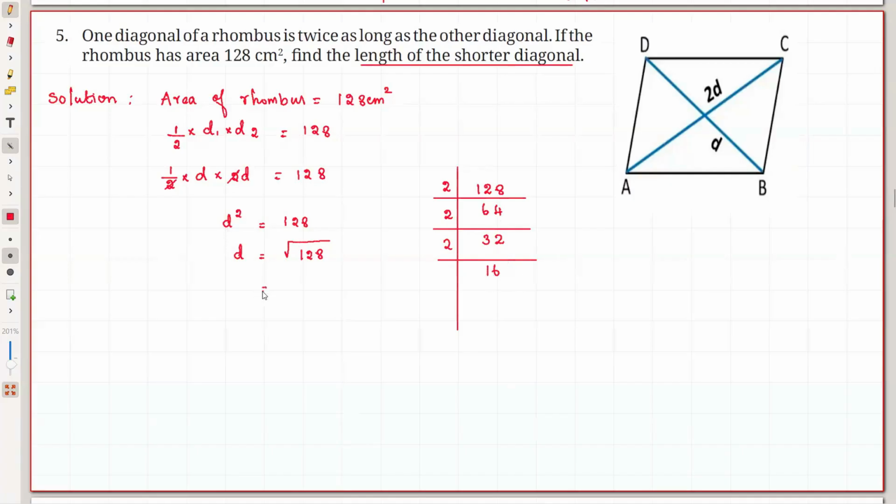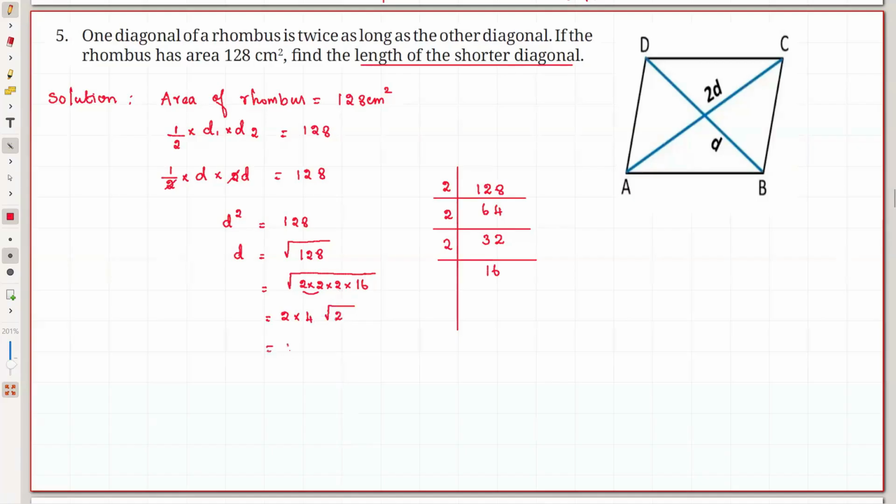So I can just write this 128 as 2 into 2 into 2 into 16. Right, so now here 2 is having a pair. I can just take 2 outside, into 16 is a perfect square number. Square root of 16 is 4. I can just take 4 outside. So inside only we have 2.